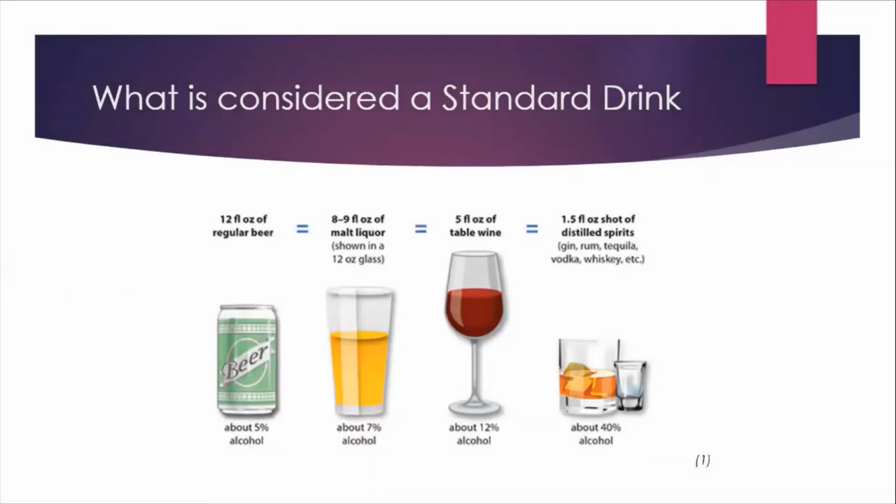So what's considered one standard alcoholic drink? According to the National Institute of Alcohol Abuse and Alcoholism, one standard drink would be about 12 ounces of regular beer, which contains about 5% alcohol, 8 to 9 ounces of malt liquor with 7% alcohol, 5 ounces of table wine with about 12% alcohol, and 1.5 ounces of distilled spirits like gin, rum, tequila, and whiskey with about 40% alcohol. And we chose to do one standard drink because that's on average the amount of alcohol that the liver can metabolize in 1 hour.